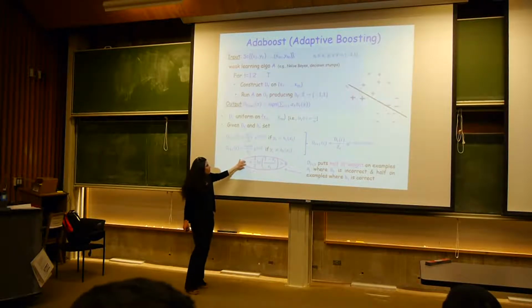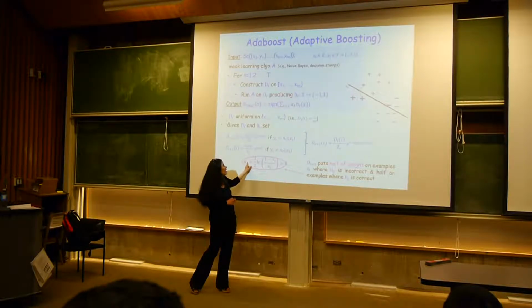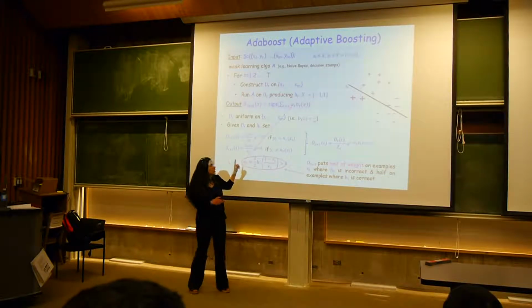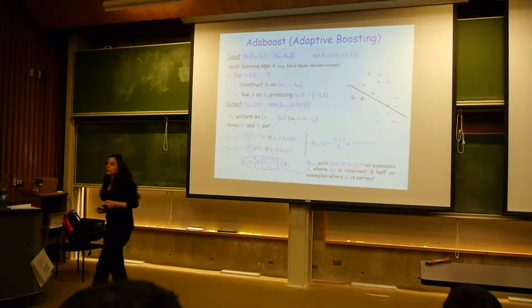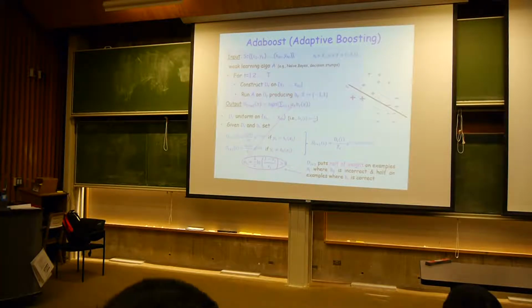And so basically, the higher the accuracy of the weak learner ht, the higher the weight that weak learner will have in the final classifier. Okay, but in any case, good. So that's AdaBoost.